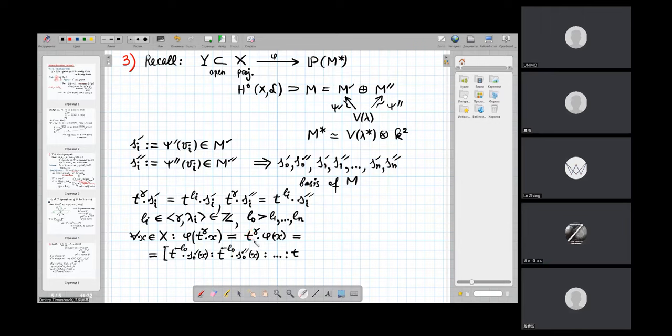The value of s naught prime at gx is g minus y acting on s naught prime, the value of s naught prime acting on x. Phi of x is not a stable point, so you cannot say that the value of this section is preserved by t, because when you act by t, you get to a different fiber of the line bundle.